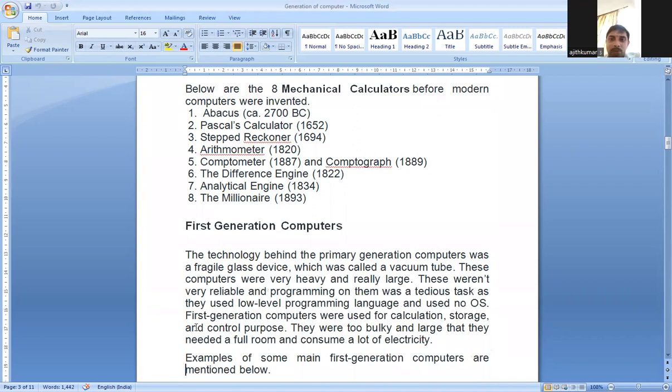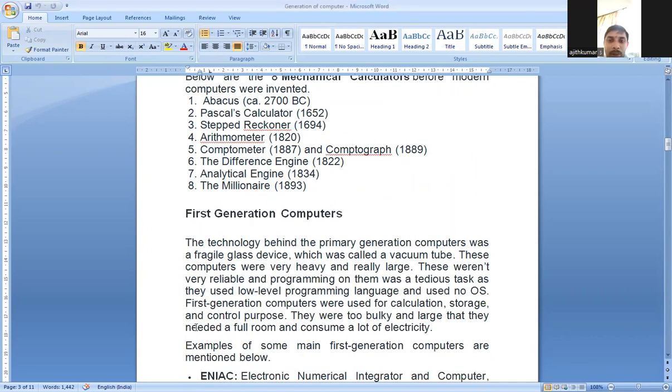Then we elaborate on the first generation of computer. The technology behind the first generation computer was a glass device called a vacuum tube. These computers were very heavy and really large. They were not very reliable, and programming on them was a difficult task. They used low-level programming language and used no OS. They were used for calculation, storage, and control purposes.